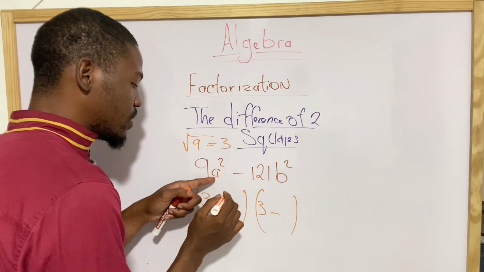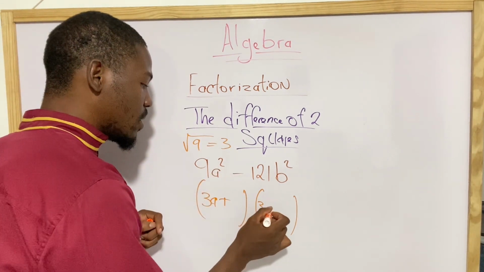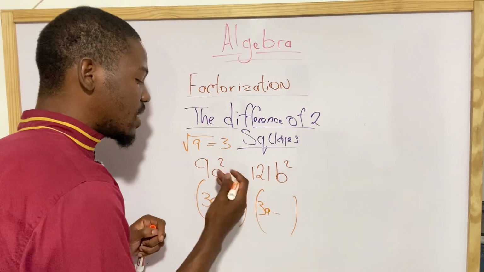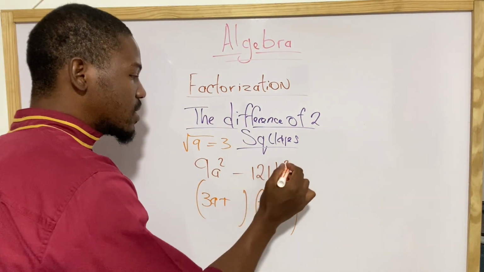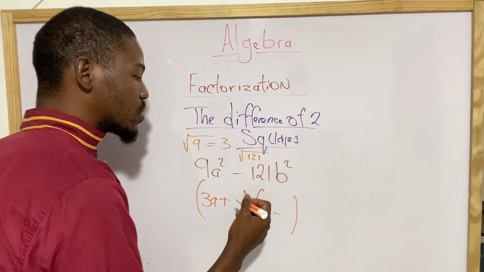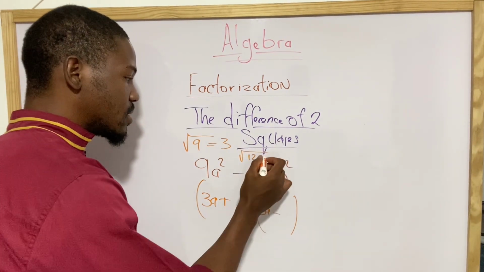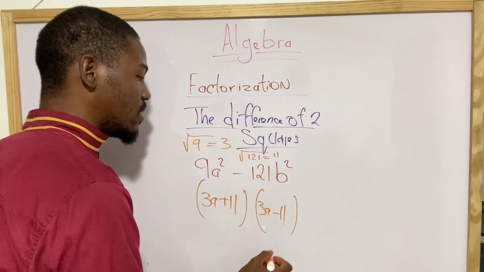So the next thing that we have to do now is that we have a squared. So we're just going to write our a here, and we also going to write the a here. Since a times a is a squared. Now we have 121, the square root of 121. What's the square root of 121? The square root of 121 is equal to 11. So we're just going to have our 11 here. We're going to also have it there.